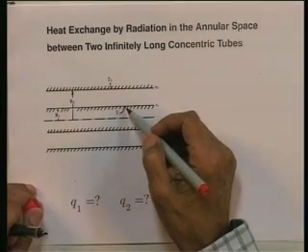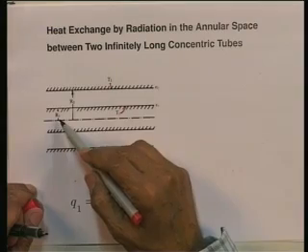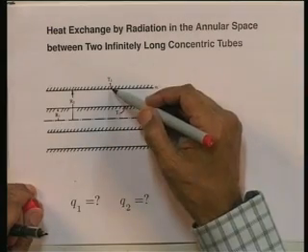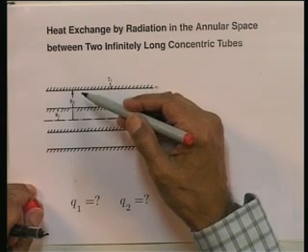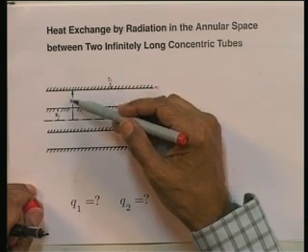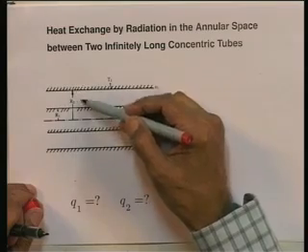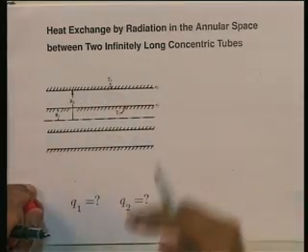The outer surface of the inner tube has a radius R1, and the inner surface of the outer tube has a radius R2, and the annular space is the radial distance between R2 and R1. That is the annular space in which the heat exchange by radiation takes place.